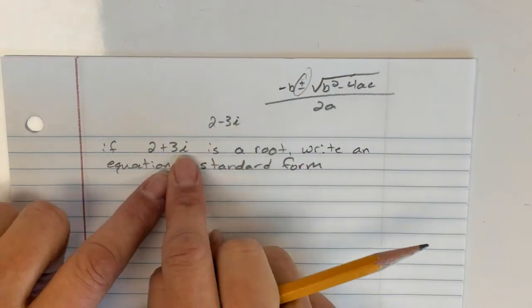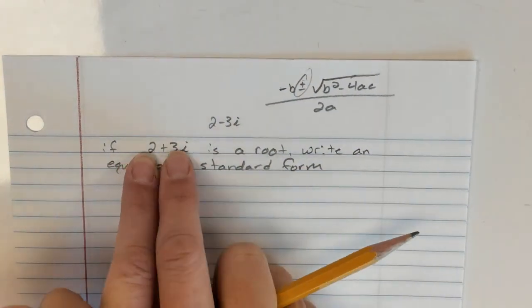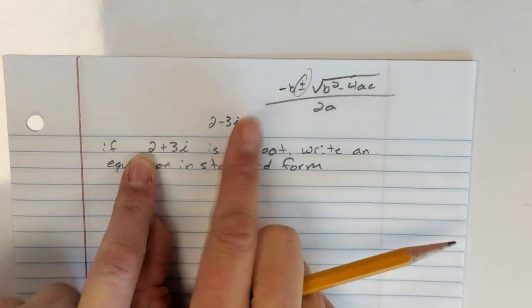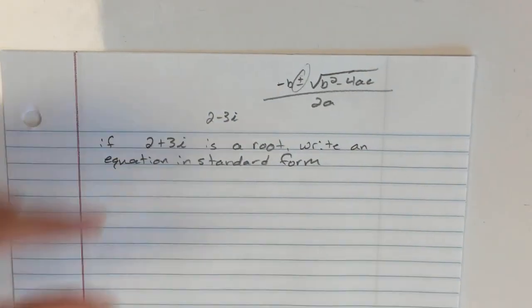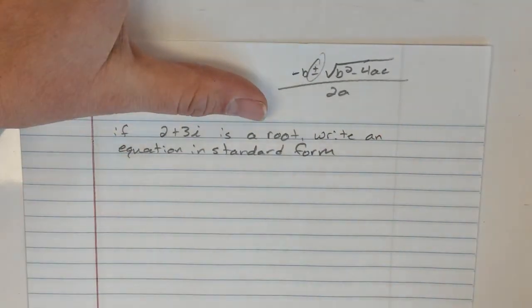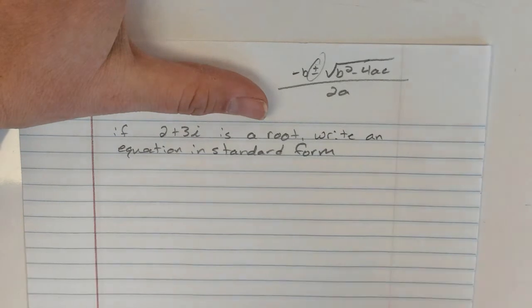So if they give you one root, you know without a doubt that the complex conjugate of that has to be there. Okay, so the complex conjugate will be the other root. So they could just say, if 2 plus 3i is a root, what is another root? Then you know 2 minus 3i is the other root.